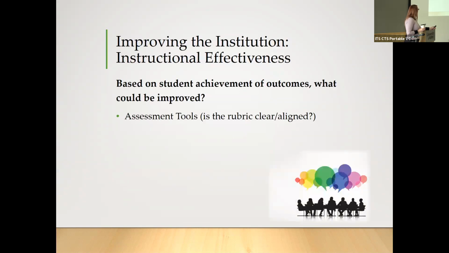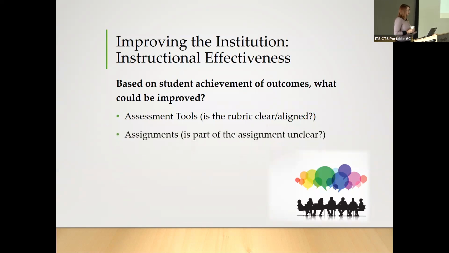Improving the institution through instructional effectiveness. So based on student achievement of outcomes, what could be improved? So if students aren't doing well, you can take some time to come back to your information and your content and say, is the rubric designed well? Is the exam designed well? Maybe it's not the content at all. Maybe it's not even the student learning at all. Maybe it's just the wrong way to assess. So are any parts of the assignments unclear? Again, we'll take a look at that today. So just thinking back on how the outcomes are coming out, and then taking those evidence pieces back to your classroom, and how can those pieces be improved?